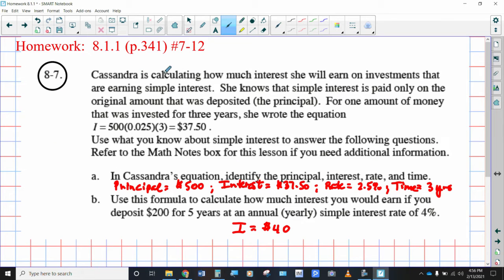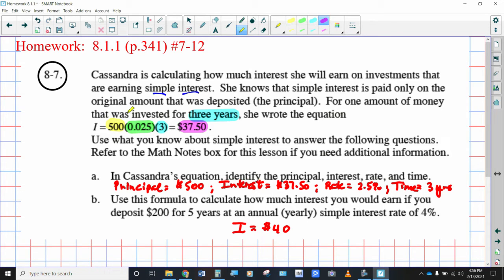Okay, Cassandra is calculating how much interest she will earn on investments that earn simple interest. She knows that simple interest is only paid on the original amount, the principal. For one amount of money that was invested for 3 years, she wrote this. So here's your principal, $500. Here is your interest rate in decimal form. Here is the amount of time, which it says right there was 3 years, right? And this is the amount of interest earned.